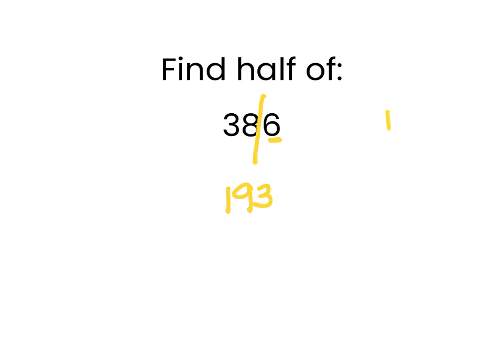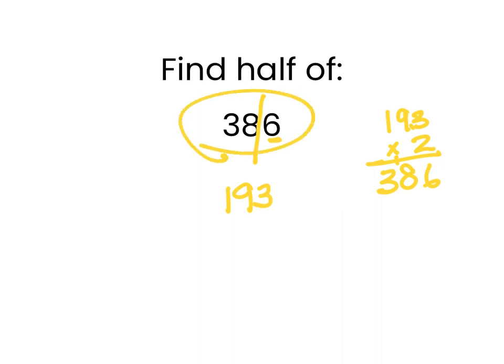To see if we were right, let's just multiply that by 2. 3 times 2 is 6. 9 times 2 is 18 with that 1. 1 times 2 is 2, plus that 1 is 3. That's what we started with, so we know we're right.